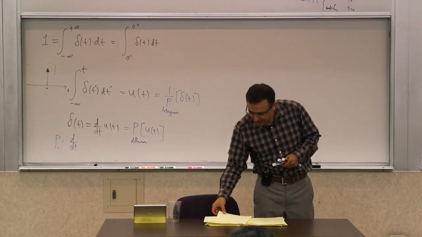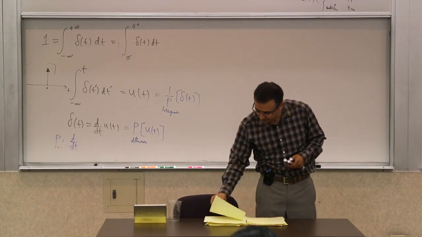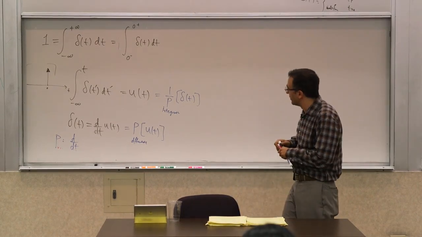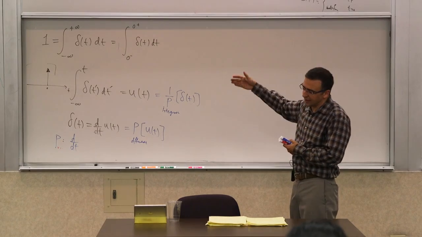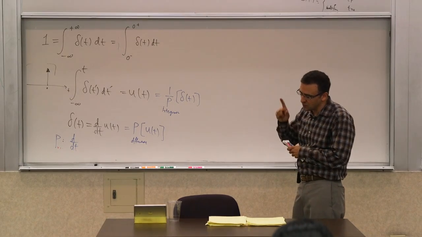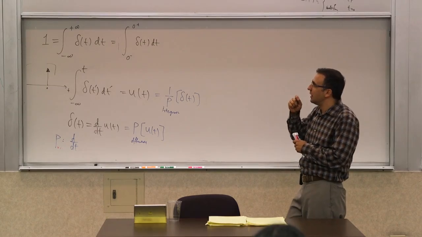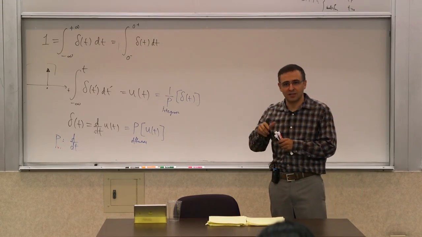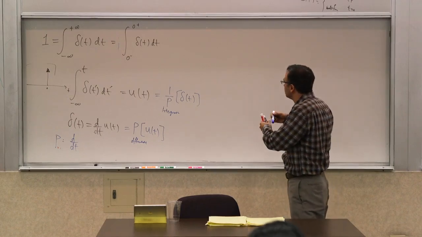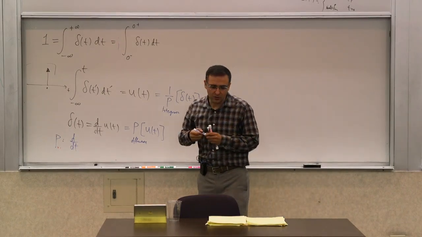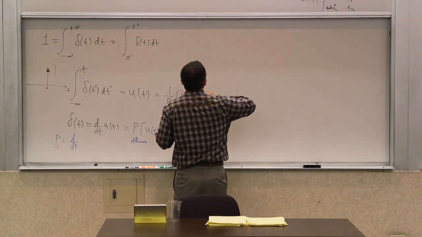So this delta and u of t are called singularity functions. There are a lot more. We'll talk about them. There's one last property of this thing that I would like to talk about briefly, and then we'll talk about it more extensively in the next lecture. It has another interesting property, which is what we call the sifting property.